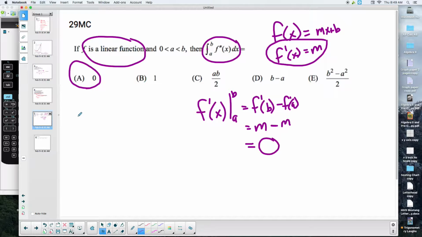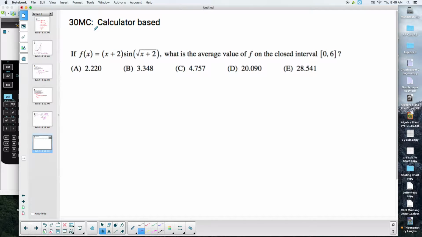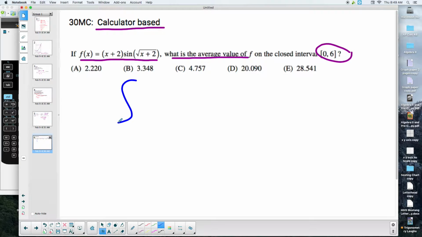All right, and number 6. Calculator based. So we're going to do a setup and get an answer. So here's a function, and we want the average value from 0 to 6. Well, it feels like we're beating a dead horse, but the average value is the integral of the function, in this case f of x from 0 to 6, divided by the gap, which is 6 minus 0, or 6.